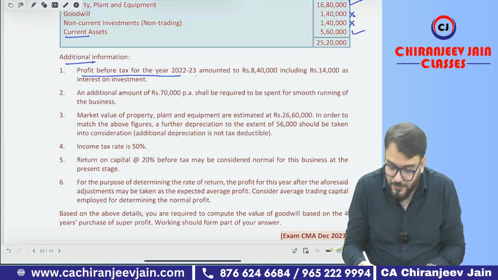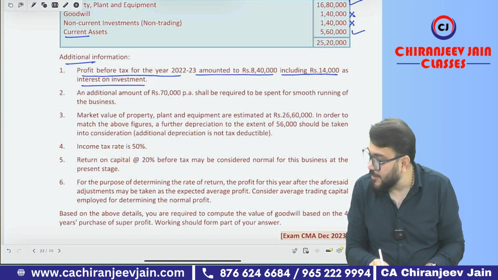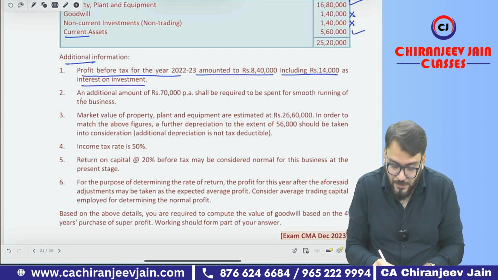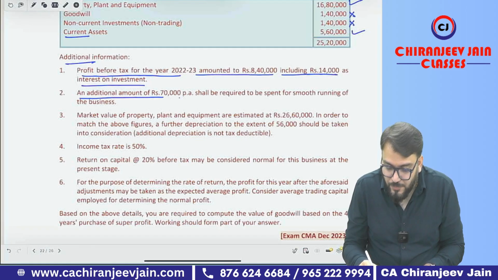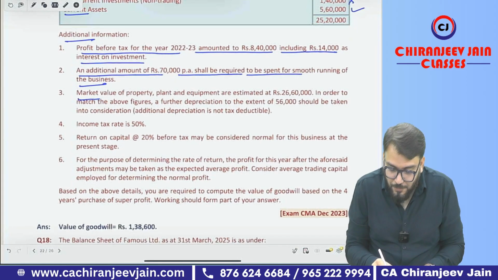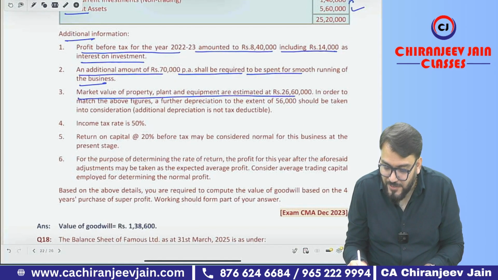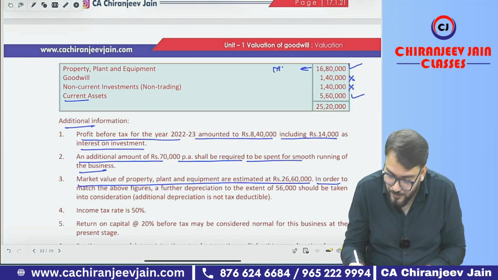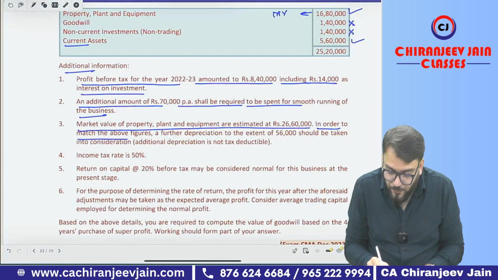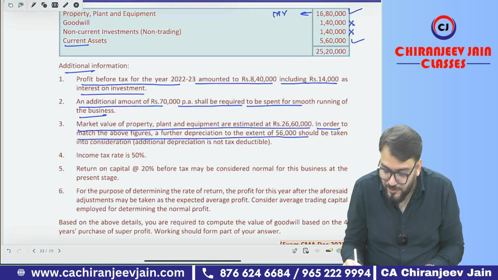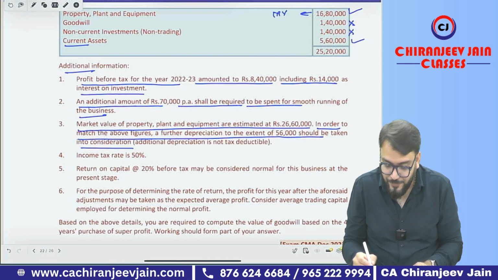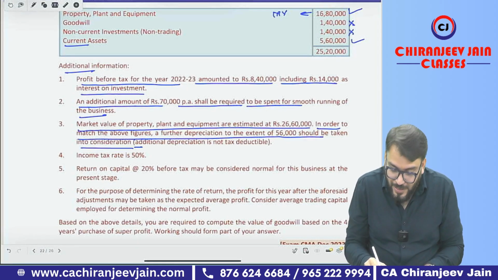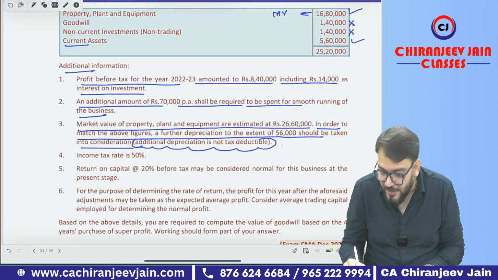PBT for the year amounted to rupees 8,40,000, including 14,000 as interest on investment. Same point. An additional amount of 70,000 per annum shall be required to be spent for smooth running of business. Same point. Market value of PPE is estimated to be 26,60,000. In order to match the above figure, further depreciation to the extent of 56,000 should be taken into consideration. Same point. Only this point is new.